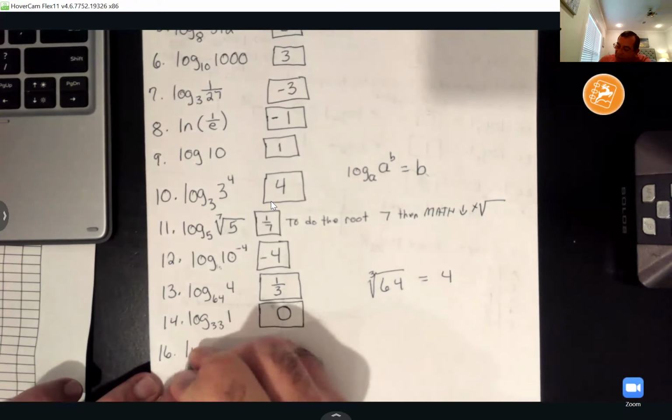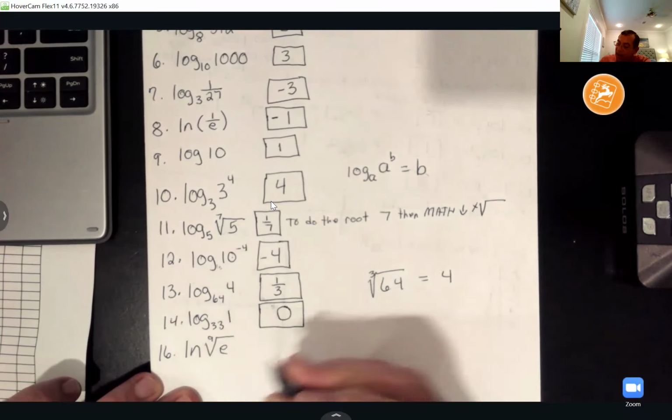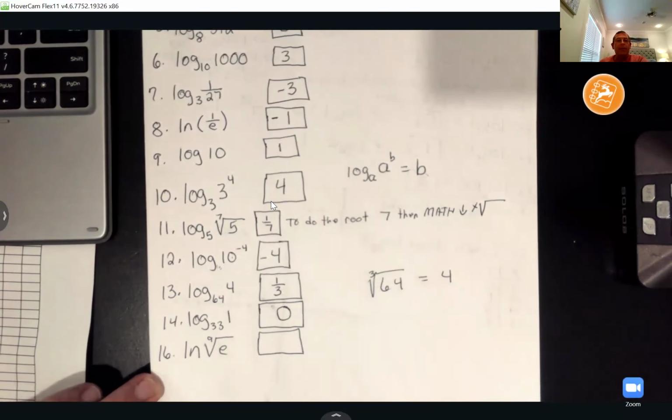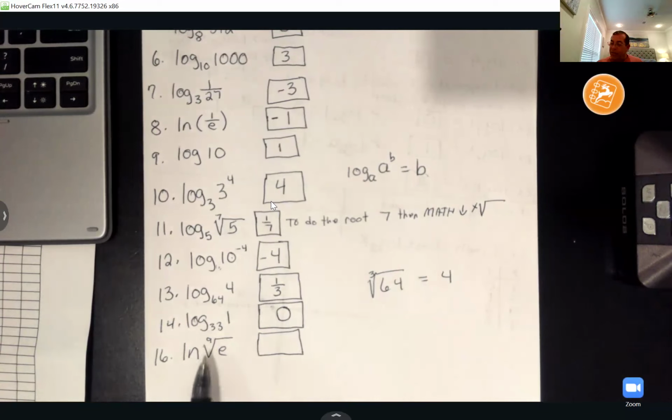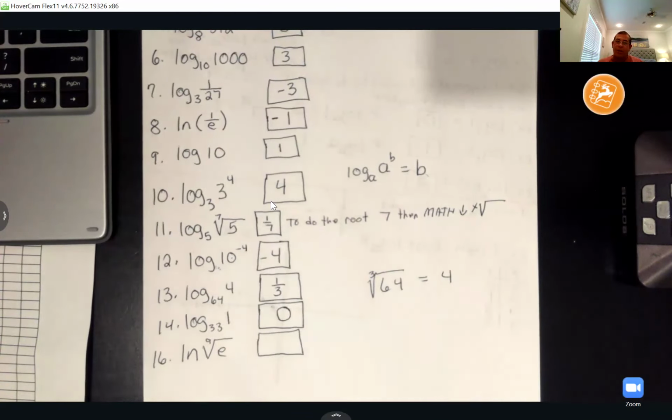How about this one? ln of the 9th root of an e. So you got your ln on the front. Remember, when you do the radical, do the 9 and then hit math and go get the one with the x in front of it. Throw that e in there and tell me what y'all get. Now, it's a radical, remember, so radicals, I'm expecting a fraction, y'all.